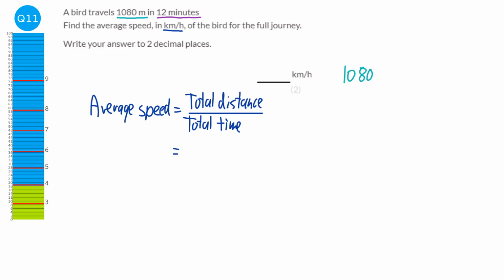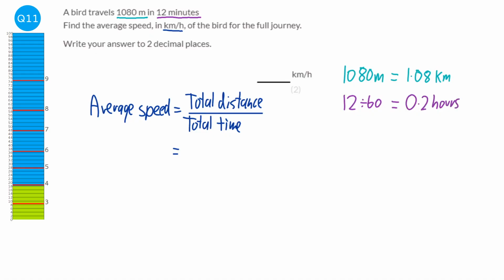So 1080 meters is going to be 1.08 kilometers, because there are 1,000 meters in a kilometer, so all we need to do is just divide the meters by 1,000. Minutes are a little bit trickier. To get from minutes to hours, all we need to do is divide by 60. And so when you divide that by 60, you get 0.2 hours.